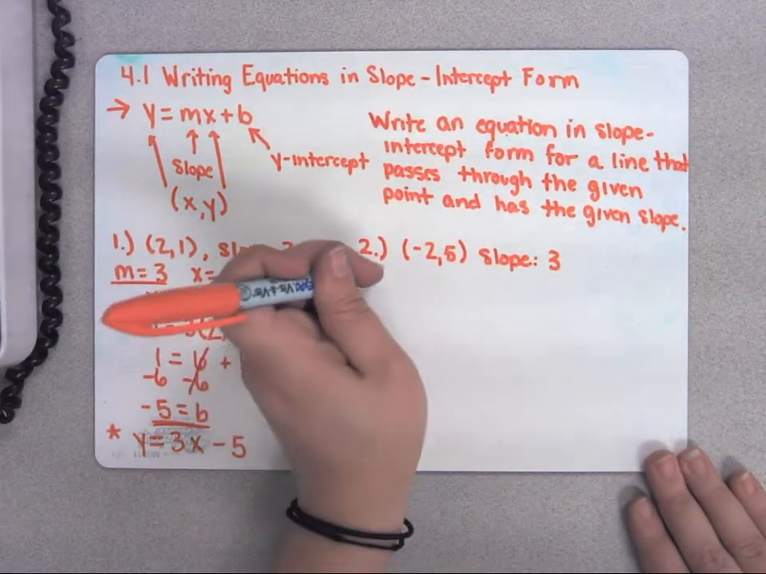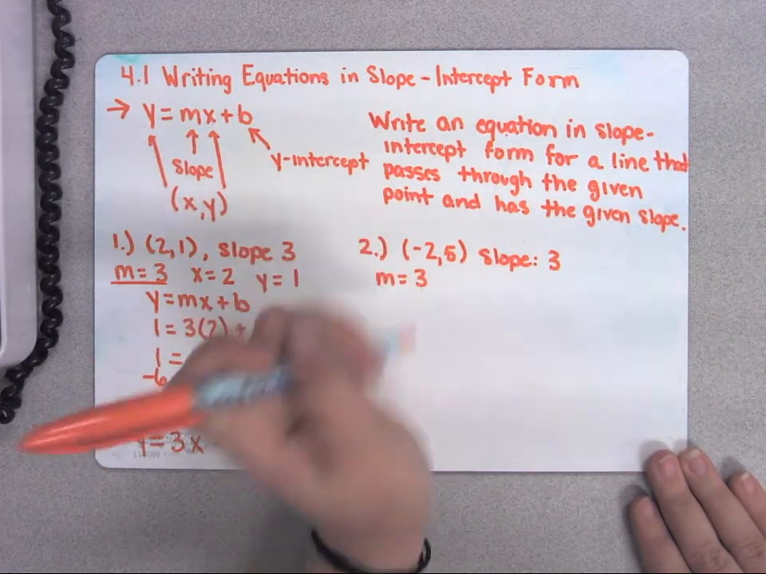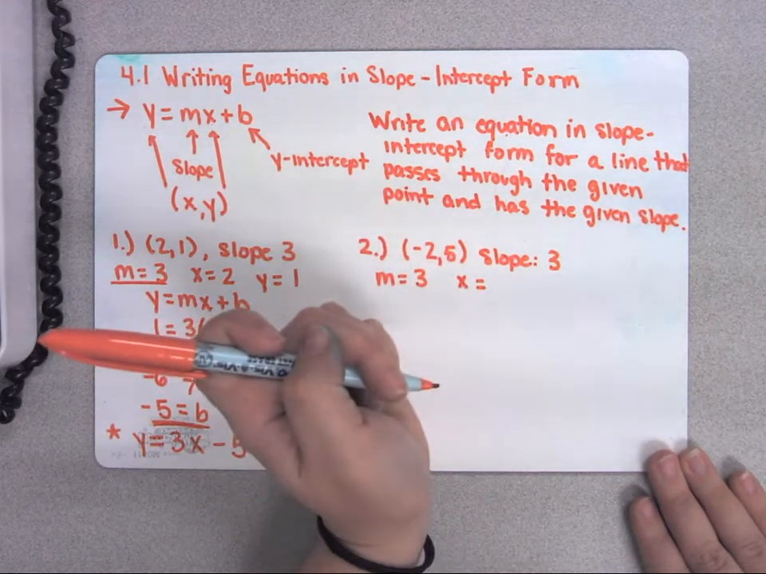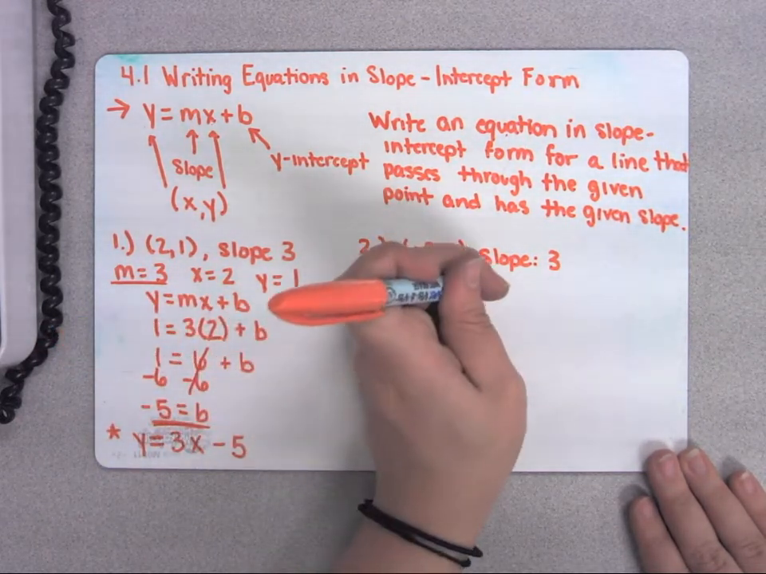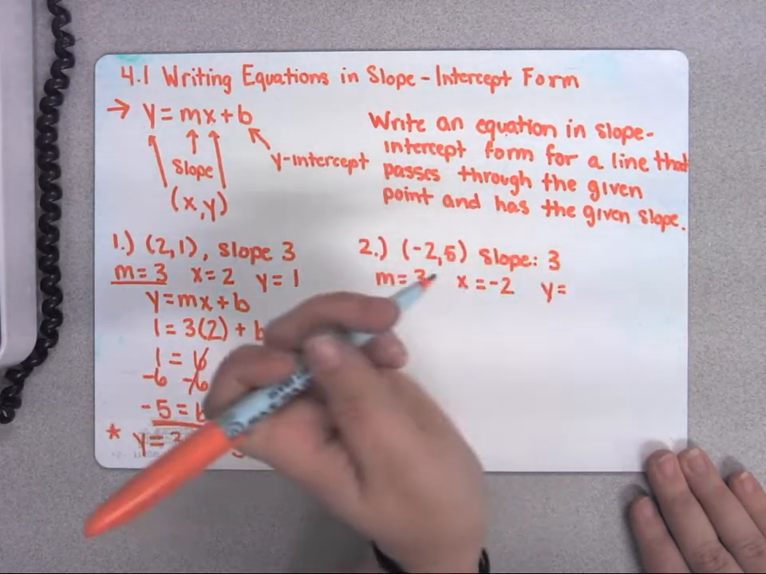So again, every single time, what's m equal? 3. What does x equal? And what does y equal? That's a 5, sweets.